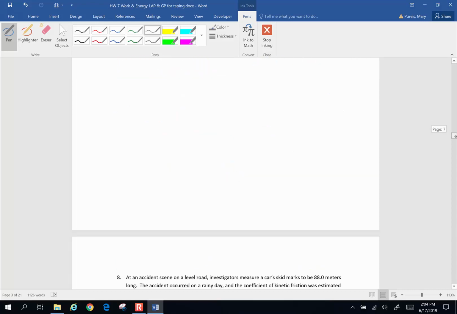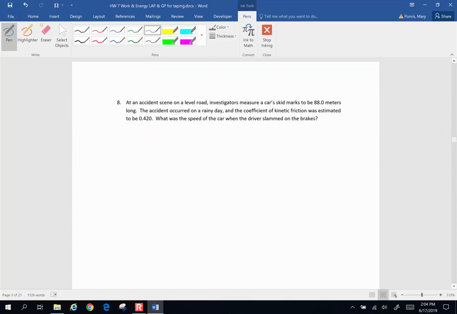Let's do one more. Number 8. At an accident scene on a level road, investigators measure a car's skid marks to be 88 meters long. The accident occurred on a rainy day with the coefficient of kinetic friction estimated to be 0.42. What was the speed of the car when the driver slammed on the brakes?